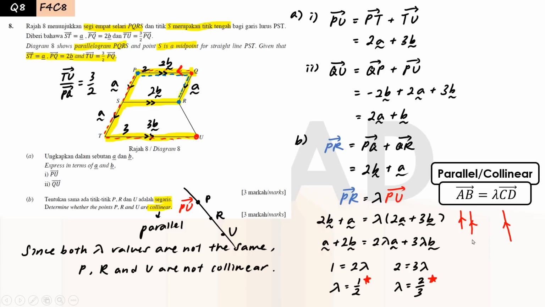The answer is, we don't know, because the lambda values are different and we are comparing the same vectors here. If there are 2 lambda values, we will produce 2 different vectors, which means these 2 vectors cannot be put into this equation, which is why they are not parallel, not collinear. That's why we say different lambda values mean they are not collinear, because these 2 vectors cannot be put into this equation at all.